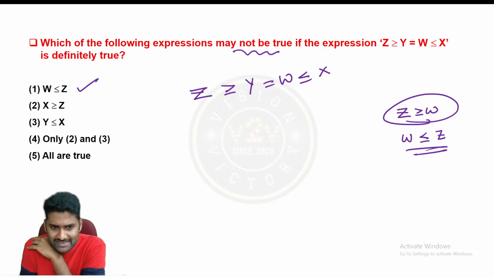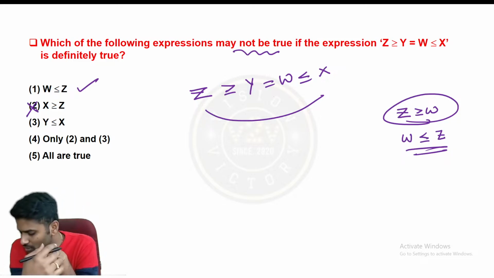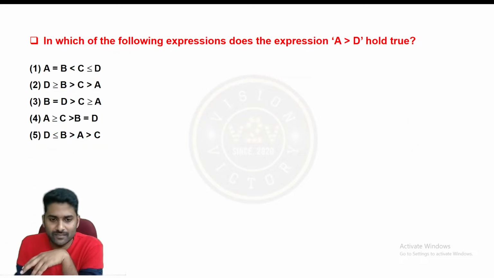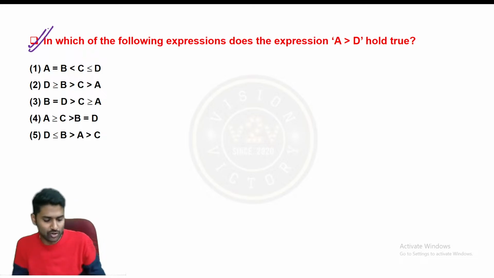Now we will go for x is greater than or equal to z. X is greater than or equal to z is invalid, guys. You never get a relation between x and z, because you can see two different symbols between the elements. If you have any two different symbols, you never get an exact relation. Guys, just try this question and post your answer in the comment section. Hope you understand the approach for inequalities questions. Which expression satisfies this condition?